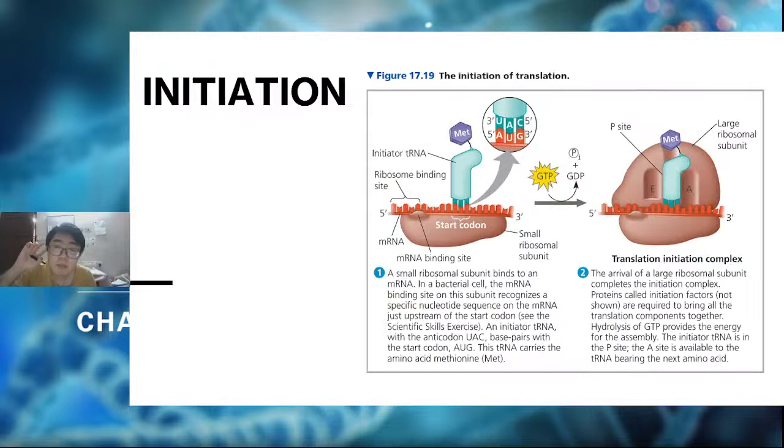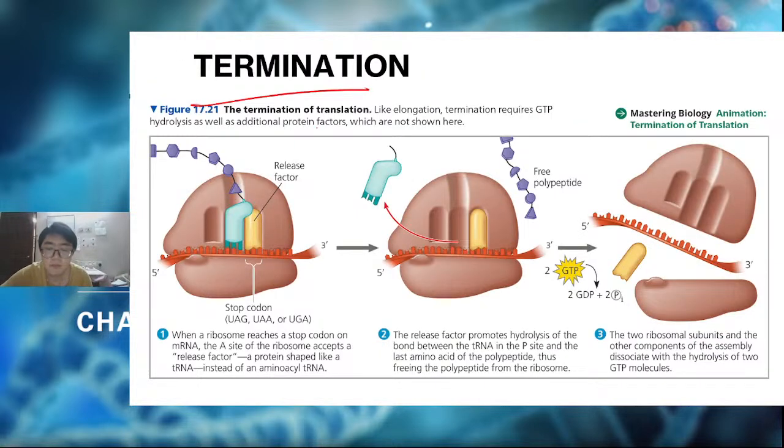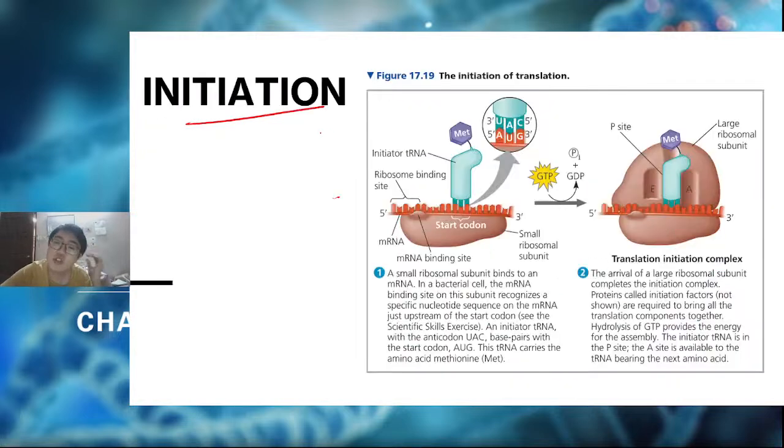Okay, the next process is translation. It is actually the same as transcription. It also has initiation, elongation and termination. Initiation: the translation definition is the synthesis of a polypeptide using mRNA, right? mRNA is also a long chain. It is a single stranded chain.